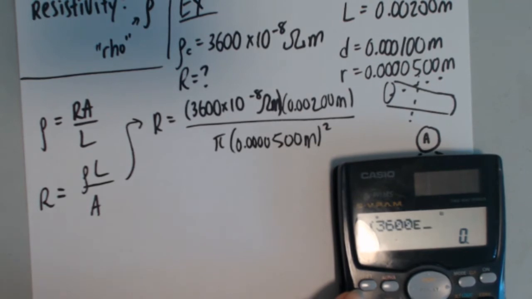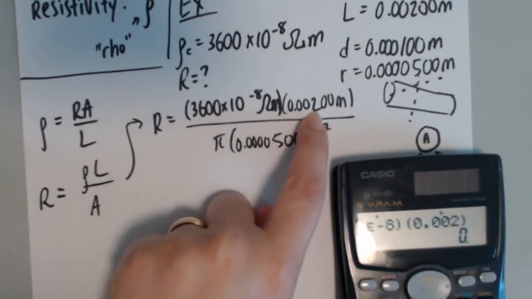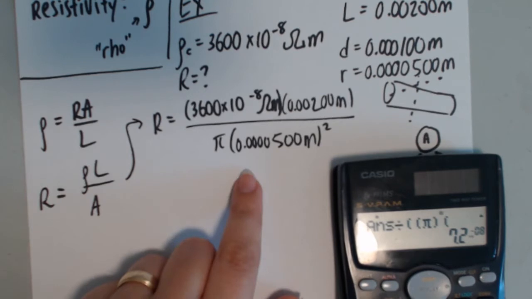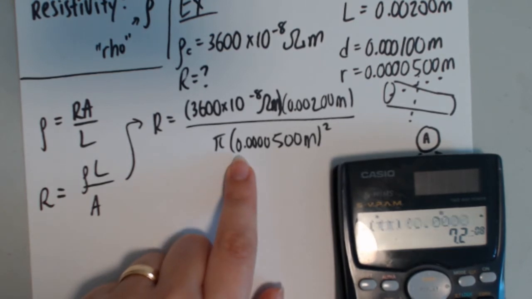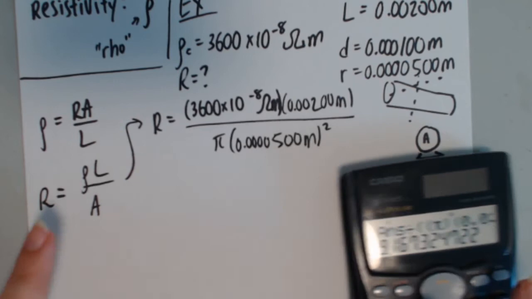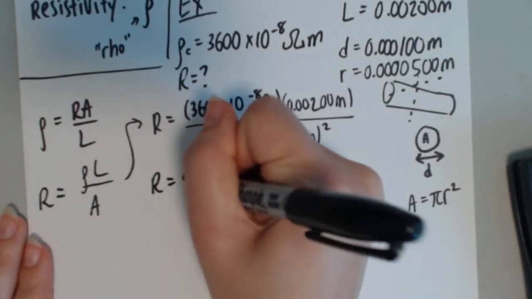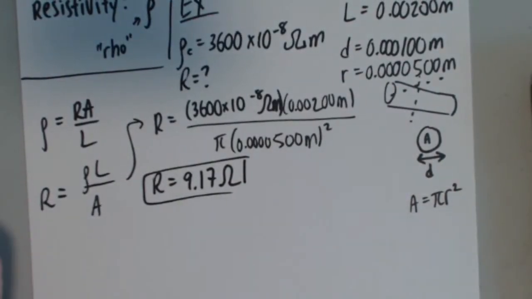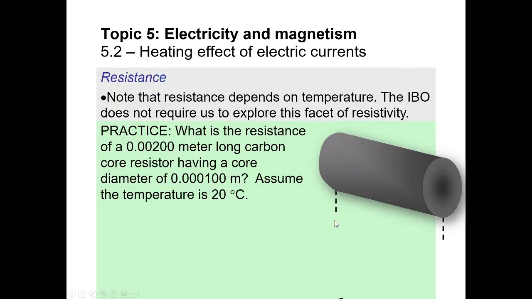So 3,600 times 10 to the minus 8 times 0.002, and again, watch very carefully. Don't mess up any zeros there. Then divide that by pi times 0.00005, close bracket, and square that, close bracket. Okay, 9.17. So resistance is 9.17 ohms. Okay, so there we go. Let's go back to the slides.